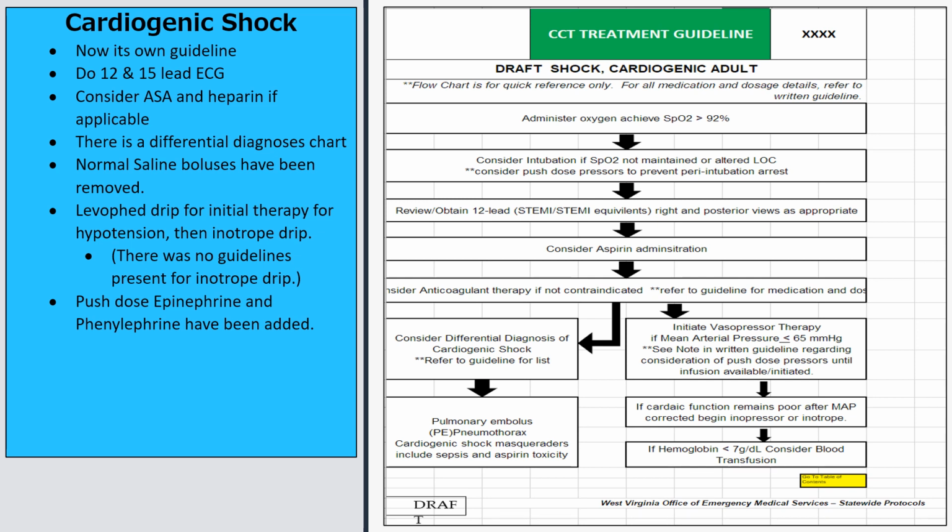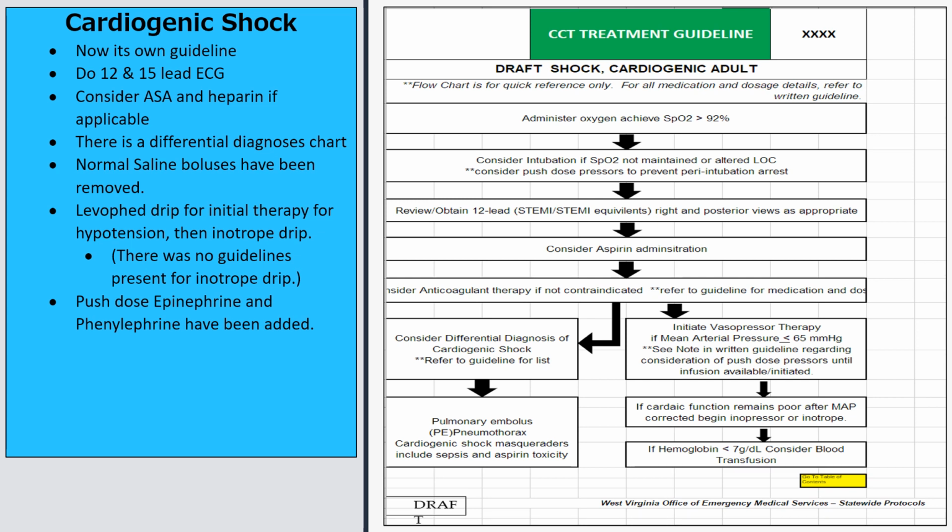Consider differential diagnosis of cardiogenic shock, pulmonary embolus, pneumothorax. Cardiogenic shock masqueraders include sepsis and aspirin toxicity. Going down the right-hand side of the flow chart, initiate vasopressor therapy if the mean arterial pressure is less than or equal to 65. See a note in the written guideline regarding consideration of push-dose pressors until an infusion is available or initiated. If cardiac function remains poor after the mean arterial pressure is corrected, begin inopressor or inotrope.